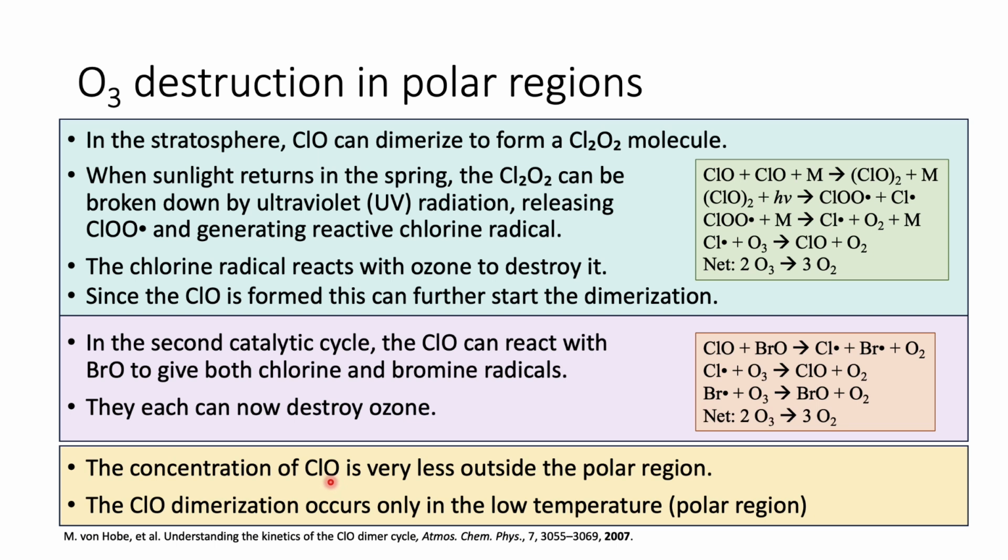Then the concentration of chlorine oxide is very low outside the polar region. The chlorine oxide dimerization occurs only at low temperature, that is in the polar region. So these are the 2 crucial factors, and because of this, ozone layer depletion happens mainly in the polar region.